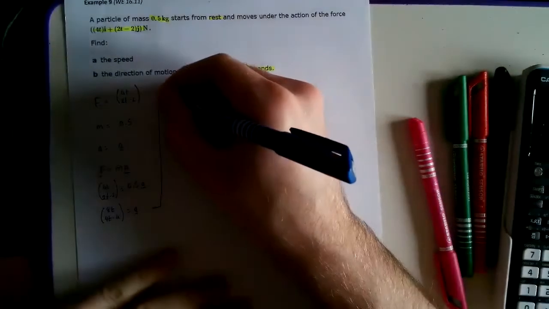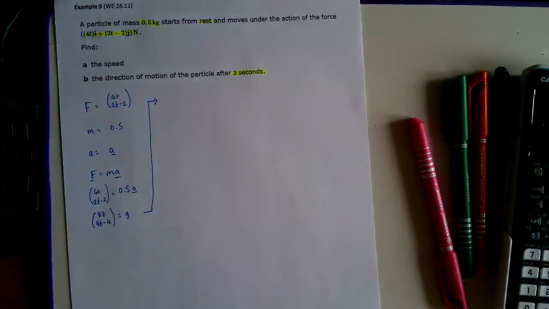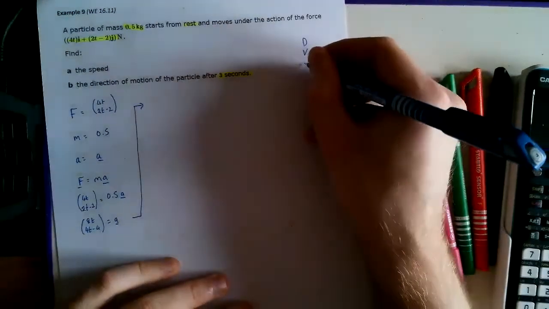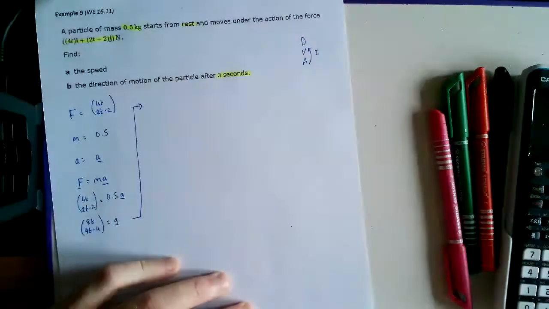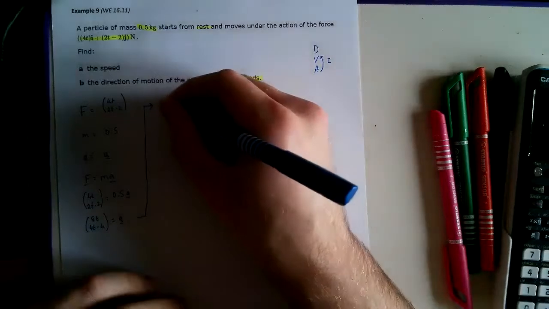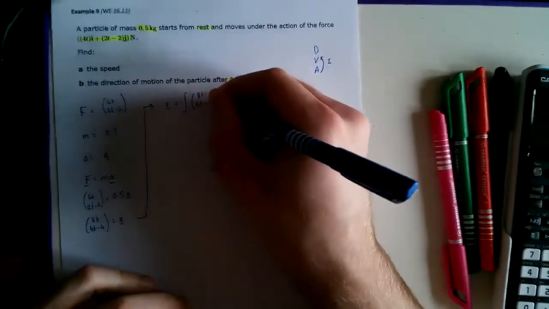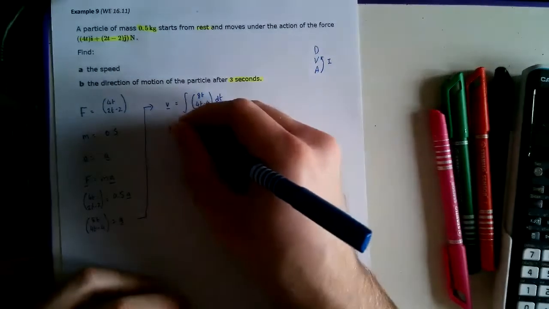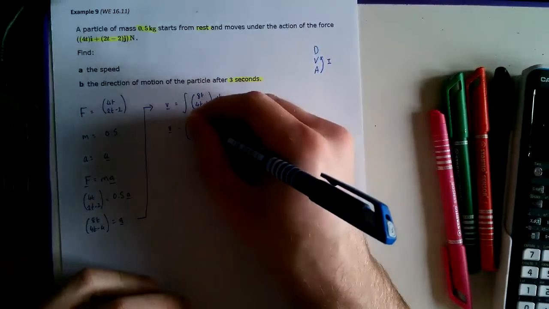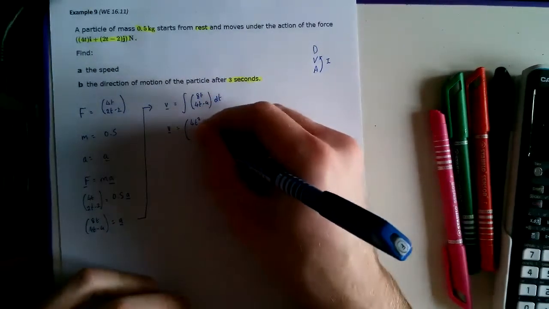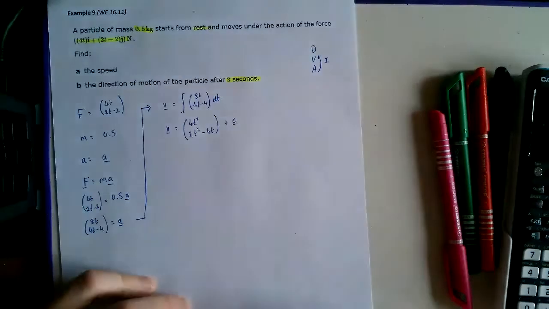And remember, I can't use SUVAT, it's not constant. So that means I can use calculus. Let's talk about the speed. Well, I've got acceleration. So to go up to get velocity and speed, that means I'm going to integrate. So to get v, I'm going to integrate (8t, 4t minus 4). 8t integrates to t squared divided by 2 times 8, which gives me 4t squared, and 4t goes to 2t squared, plus a constant.